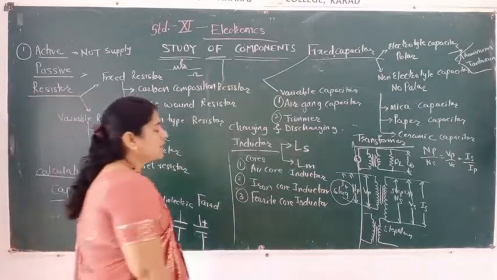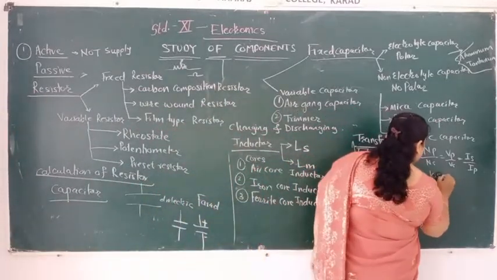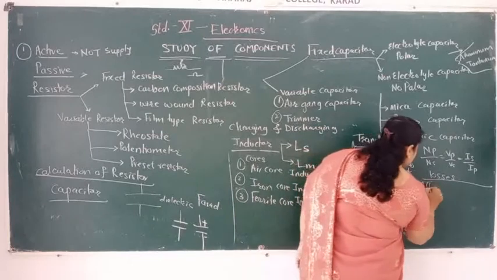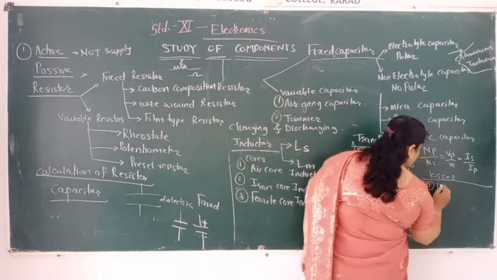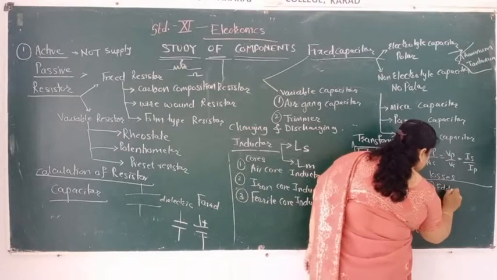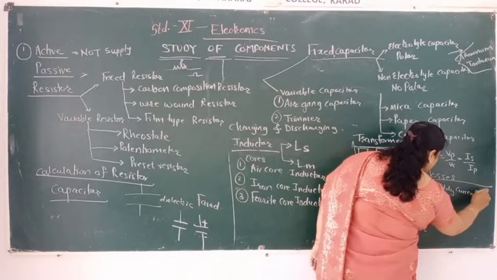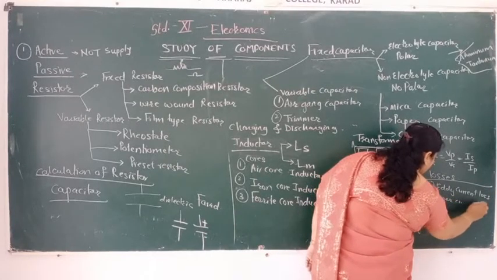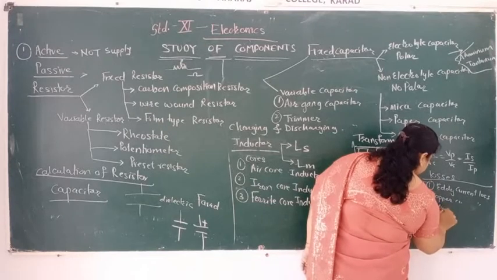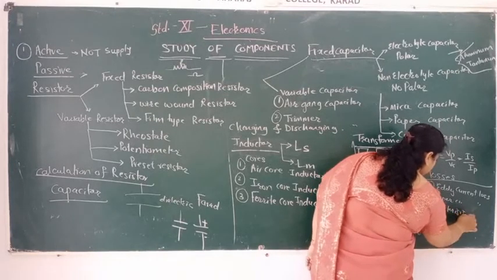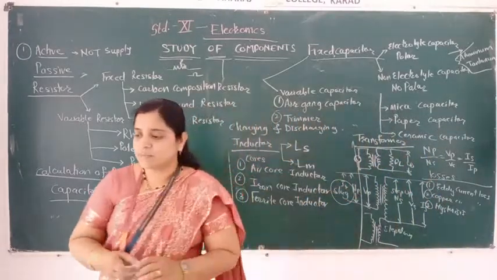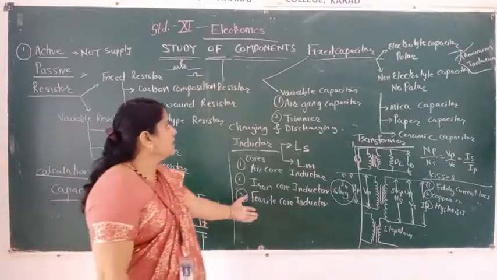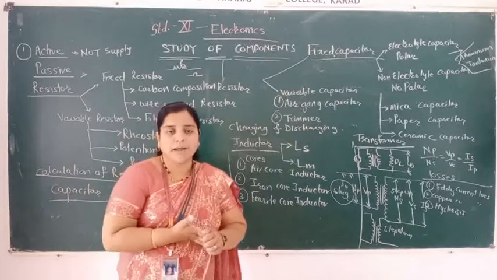Okay, and which losses affect the transformer, that we have seen: the first is eddy current loss, the second is copper loss, and the third is hysteresis loss. All these losses affect the transformer. Okay, so this much is the question set in the study of components part 1.